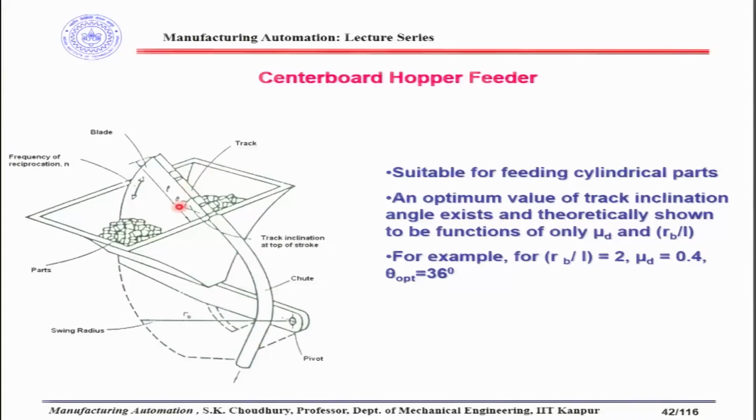Welcome back to the manufacturing automation course. Let me remind you that last time we started discussing the centerboard hopper feeder. This is also one of the feeders for feeding small engineering parts to the assembly machine. Here in this diagram, we have the hopper, and in the hopper we have the mass of parts. Particularly, this kind of hopper is suitable for feeding cylindrical parts.